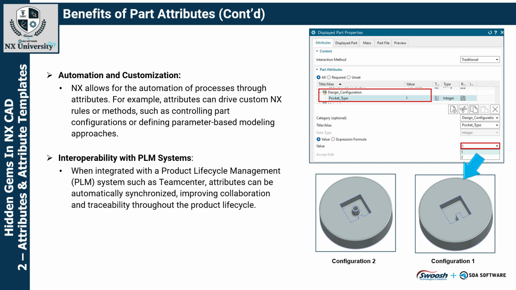Configuration 2, to the left of that, you can see that is a pocket that has a boss with a threaded hole in it. So somebody can easily go in and modify the pocket_type attribute and set that from 1 to 2 or 2 back to 1, and they can easily change the configuration of this design.